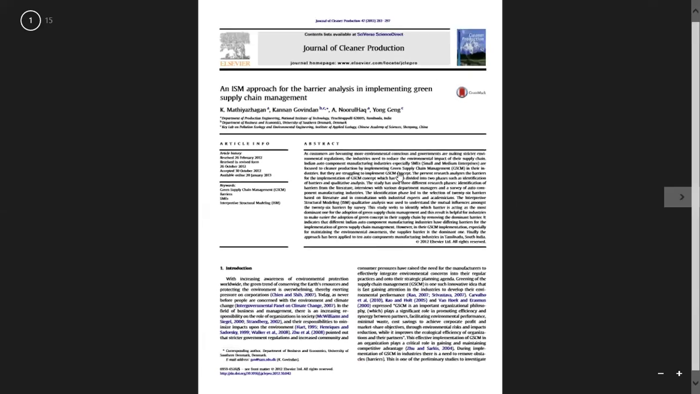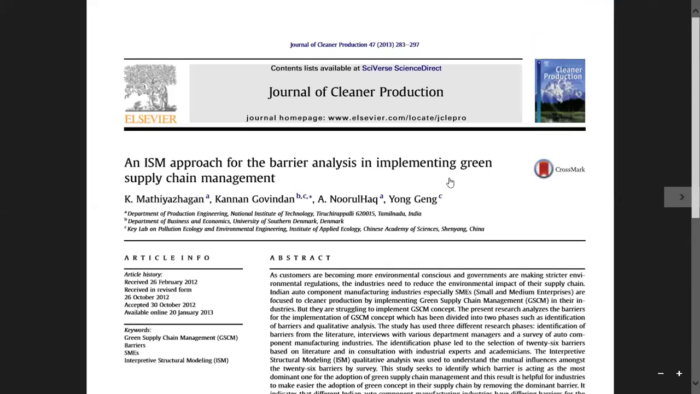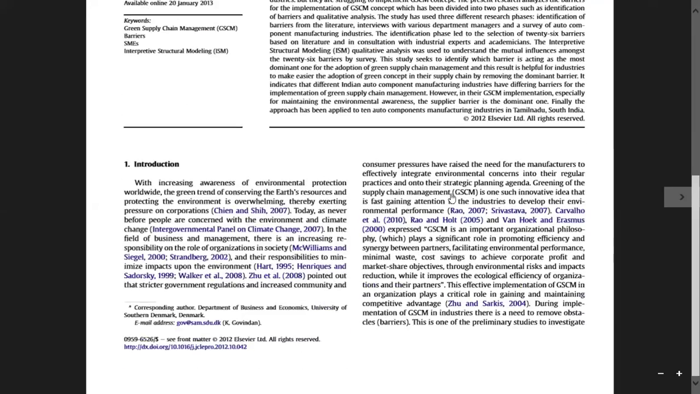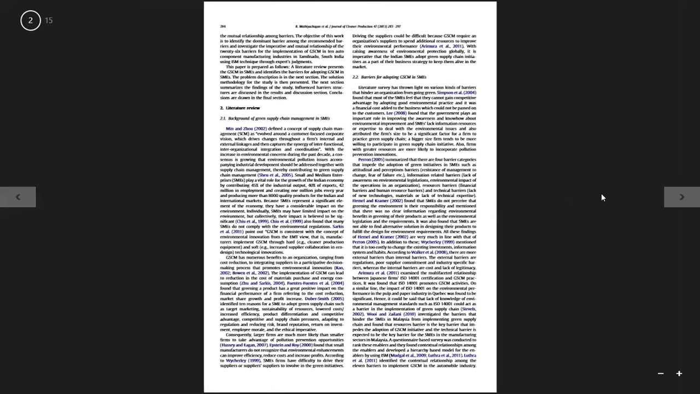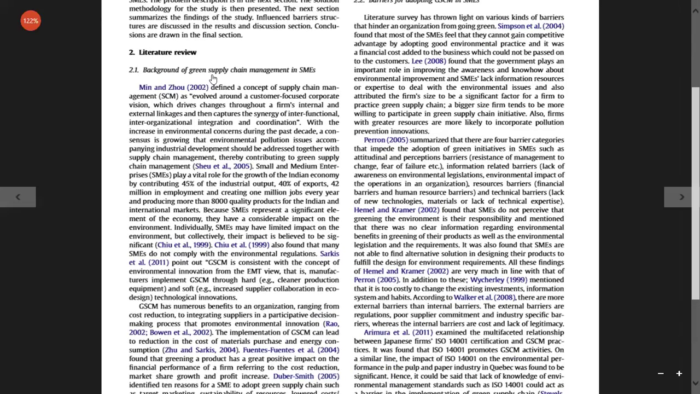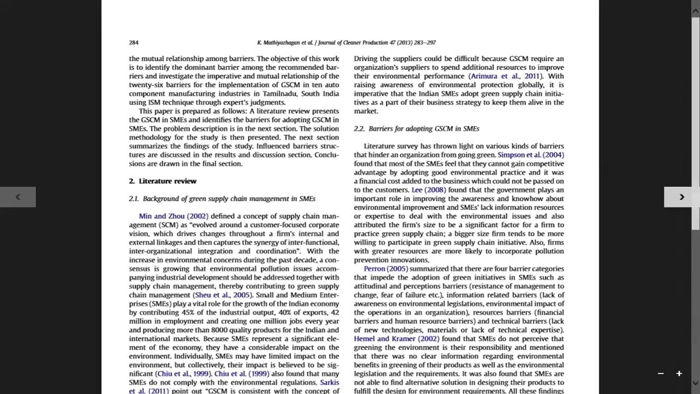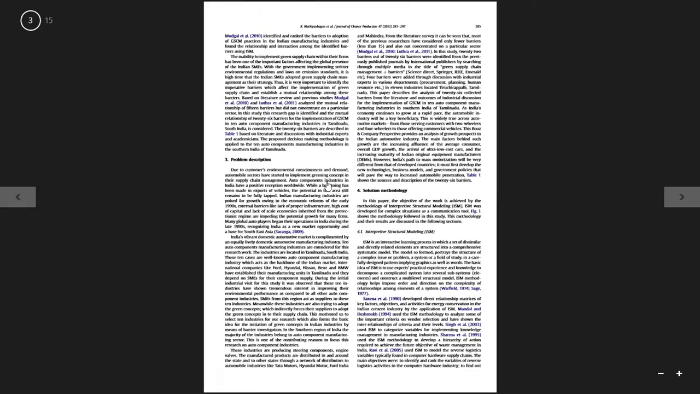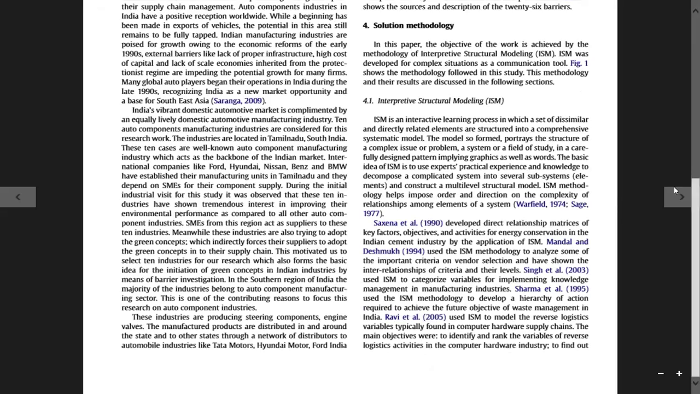This is an ISM approach for barriers in implementing green supply chain management, from an A category journal, the Journal of Cleaner Production. See how they start. They first define environmental protection, etc. They have given some literature background of green supply chain management in SMEs, barriers, etc. They have explained that part also. Problems they have given, solution they have given, ISM method they have used.